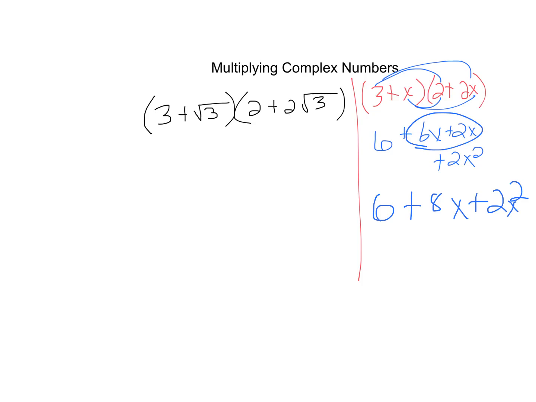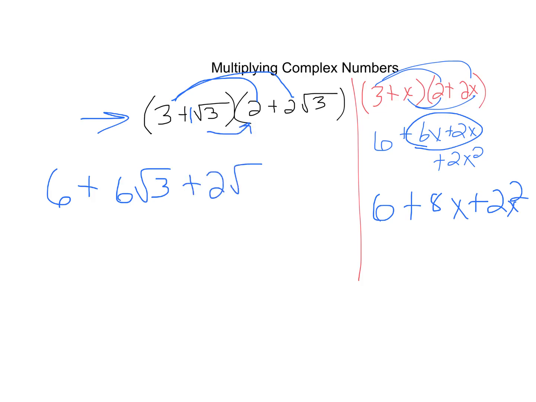We're going to apply the same idea to this. The only difference is now we have to worry about radicals. So here we go. 3 times 2 is 6. Now remember, 3 times 2 radical 3 is going to be 6 radical 3. Now remember, there's a 1 hiding here. So 1 radical 3 times 2 is 2 radical 3. And 1 radical 3 times 2 radical 3 is 2 radical 3 times 3.